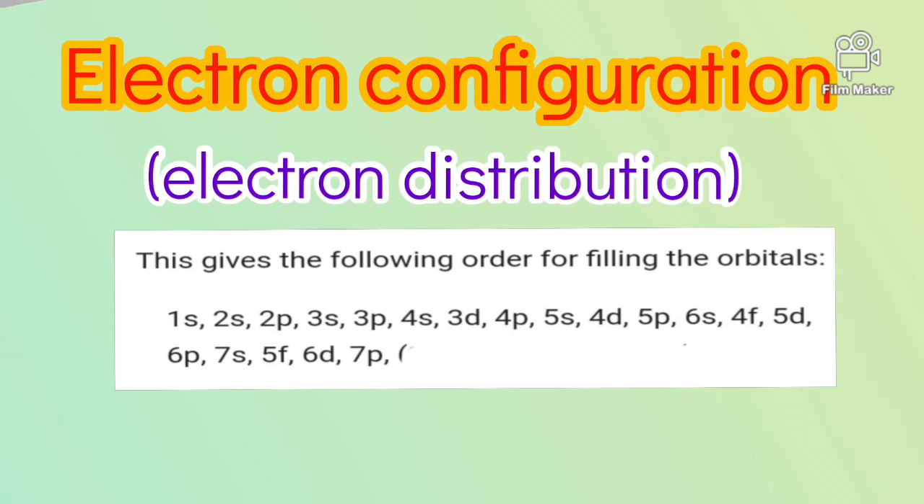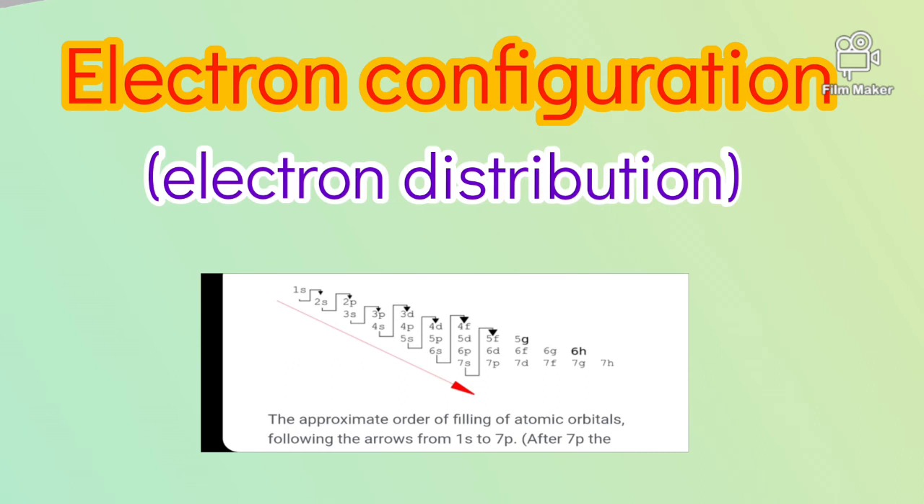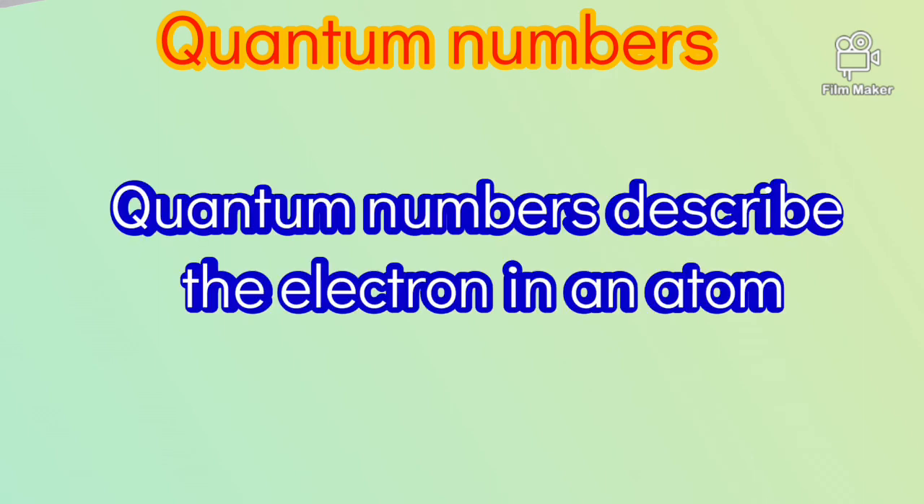1s, first electron fills the 1s, then 2s, then 2p, then 3s, then 3p, then 4s, then 3d, then 4p, then 5s, then 4d, like this. Right? You can see the simple diagram in the video. Then we will have to consider the quantum numbers.